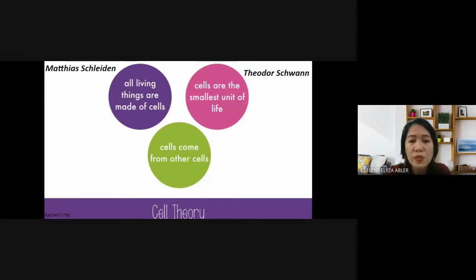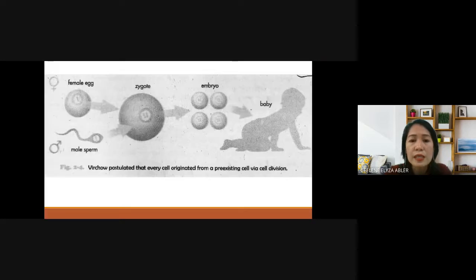Okay, and the third proponent is Rudolf Carl Virchow. Virchow is actually very well known in microbiology. If you are going into medicine or medicine-related courses, you will know all about him. He is the one in the germ theory. So let's go to Virchow. Why did he say that only cells can come from cells?